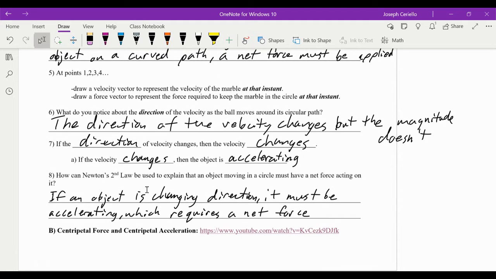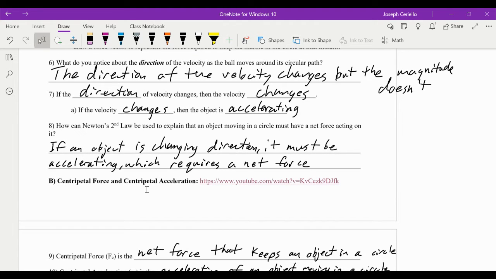So how can Newton's second law be used to explain that an object moving in a circle must have a net force acting on it? Well, Newton's second law is a equals F net over m. If an object is changing direction, it must be accelerating. And we know that accelerations require a net force according to Newton's second law.